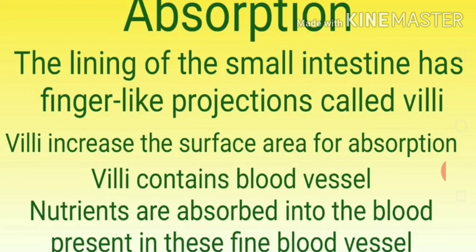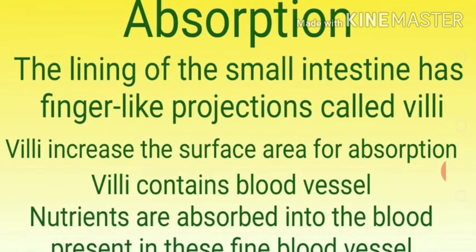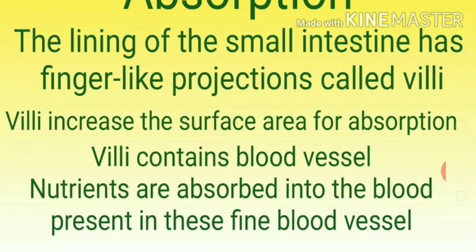So, my dear students, now it is clear to you that absorption takes place in small intestine. You can just see on the screen also. The lining of the small intestine has finger-like projections called villi. Villi increase the surface area for absorption. Villi contain blood vessels. Nutrients are absorbed into the blood present in these fine blood vessels. So, this is all about absorption.